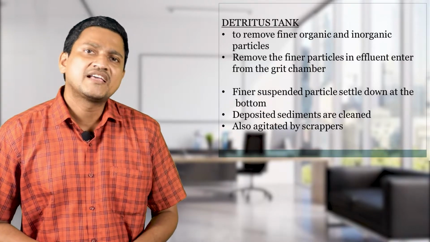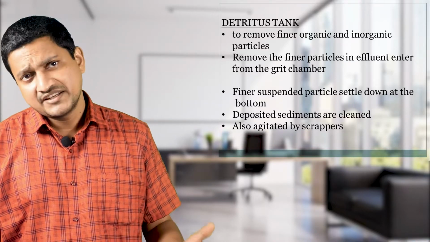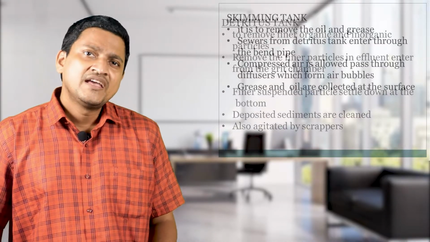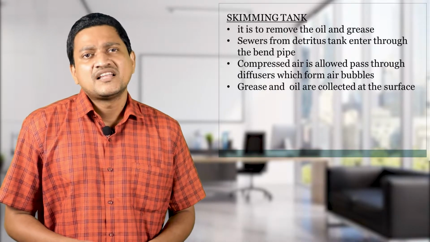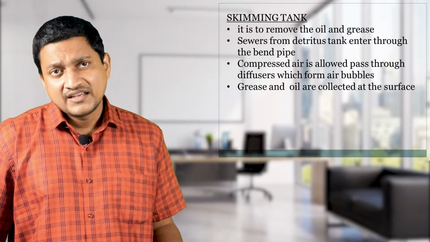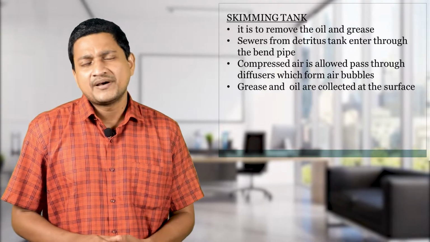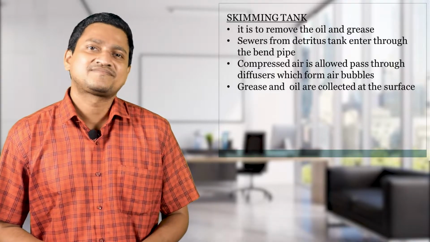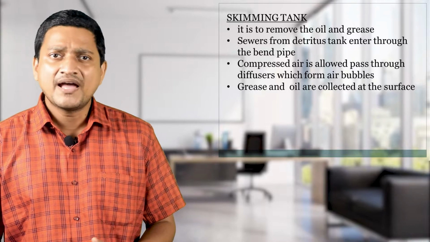The second tank is the detritus tank. And next to the detritus tank, there is a skimming tank. It is to remove the oil and grease. The purpose of the skimming tank is to remove the oil particles or grease particles that are present in the wastewater. Sewage from the detritus tank enters through the bent pipe.